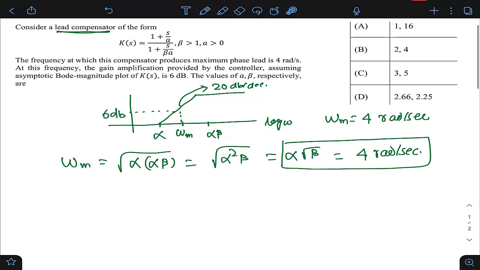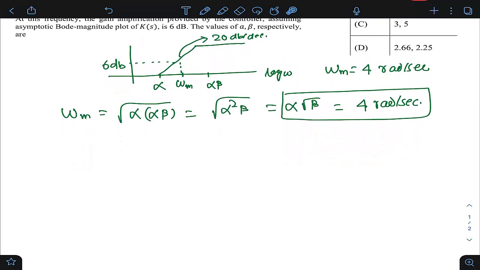So you can write that slope equation here, and from there we'll get one equation. Because you have only one equation now in terms of alpha and beta. To get both alpha and beta values, we need two equations, right? One equation we have. Let us try to get the second equation by writing the slope equation of this line. Because the slope is 20 dB per decade, slope 20 is equal to, so my points are this point and this point.